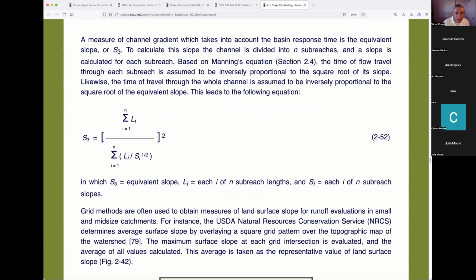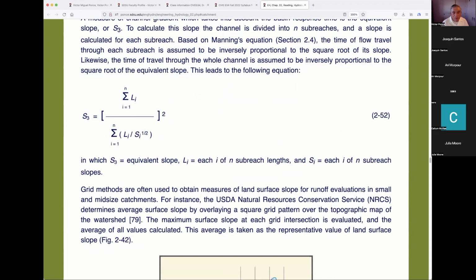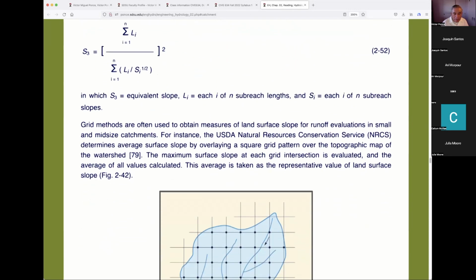We also have a calculation based on the Manning equation, in which the time of travel is assumed to be inversely proportional to the square root of the slope. So we figure this equation here by considering the summation of all the lengths, the summation of the individual lengths divided by the slope, which is a way of determining the time of movement, and therefore we get this equation. It's a bit confusing, but it can be done. We can think about this equation.